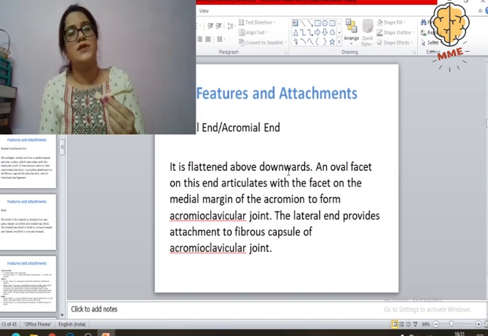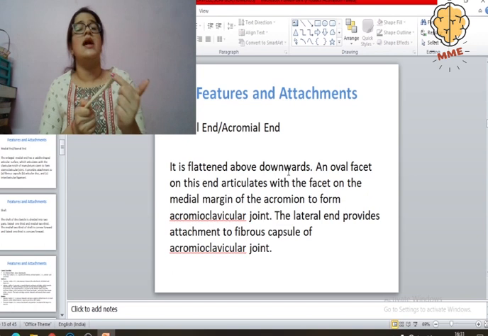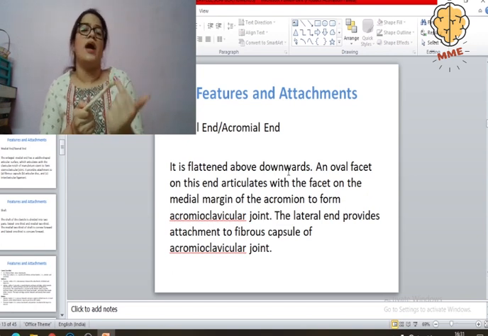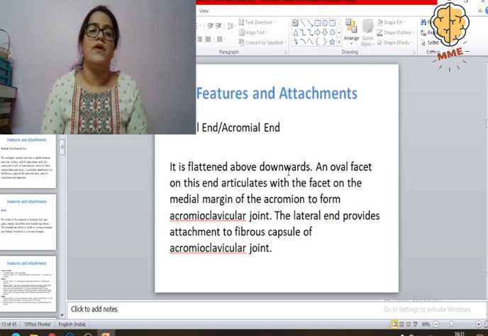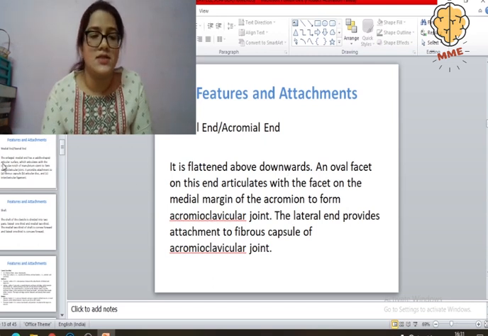So if I ask you, what joint does this facet form? It forms a joint. So that means you have only one attachment, the fibrous capsule of the acromioclavicular joint. So that is about the lateral end.